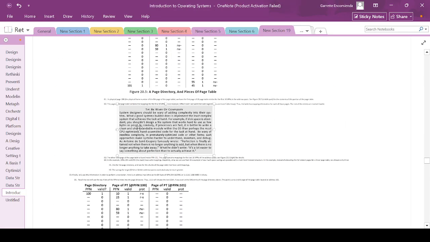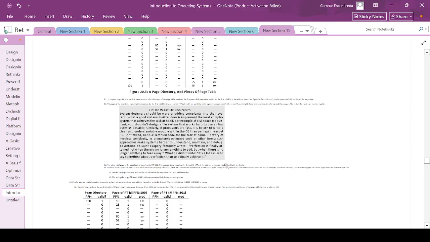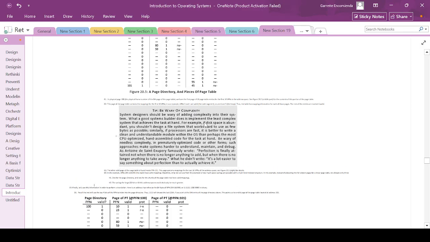I intentionally keep this. So be wary of complexity. System designers should be wary of adding complexity into their system. What a good systems builder does is implement the least complex system that achieves the task at hand. For example, if disk space is abundant, you shouldn't design a file system that works hard to use as few bytes as possible. Similarly, if processors are fast, it is better to write a clean and understandable module within the OS than perhaps the most CPU optimized hand assembled code for the task at hand. Be wary of needless complexity.